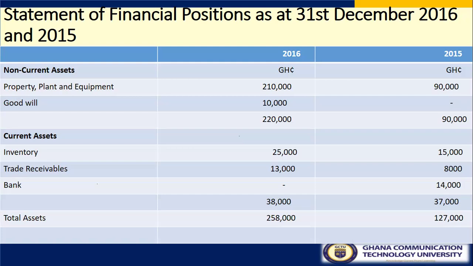Thank you. So under the current assets, we have inventory, trade receivable, bank. I have a question. Yes, please. So how do we value goodwill? How can you value it and give a figure to it? Oh, to value goodwill. The company's goodwill, how can you value it? Somebody's asking the whole class.